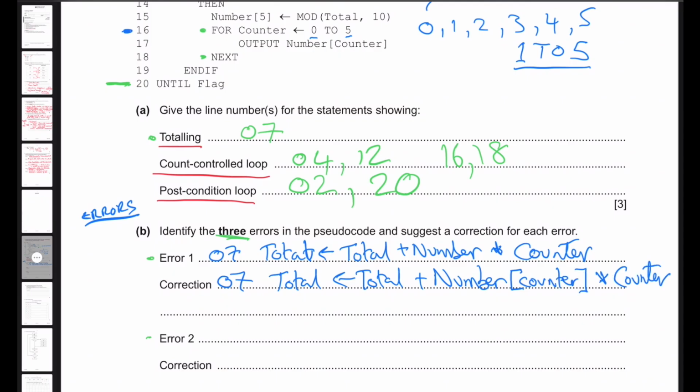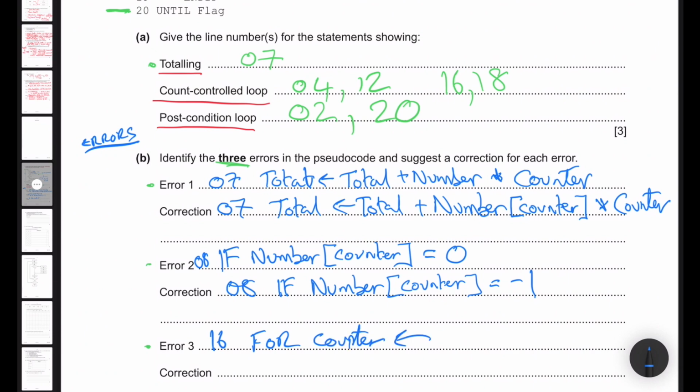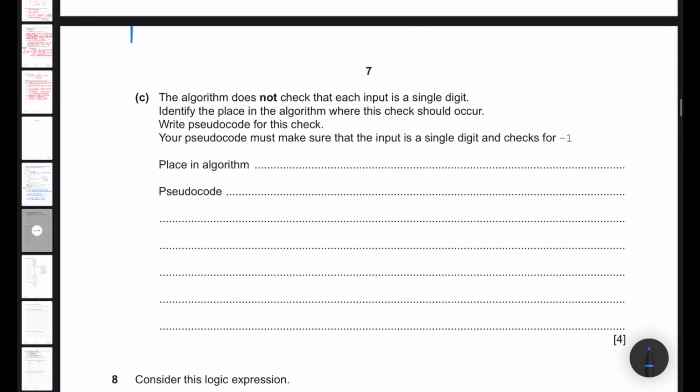And line 8, which we established was if number counter equals 0, should be if number counter equals -1. And then finally, line 16, for counter has been assigned the value 0 to 5, should be for counter assigned 1 to 5. Okay, so there are the errors. Is that it? Oh my word, no.